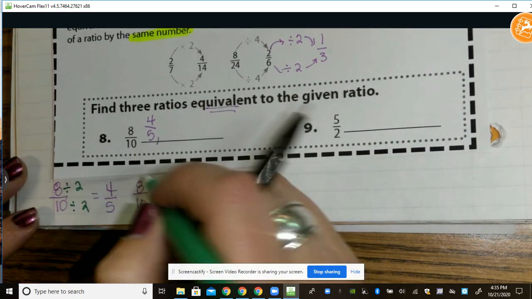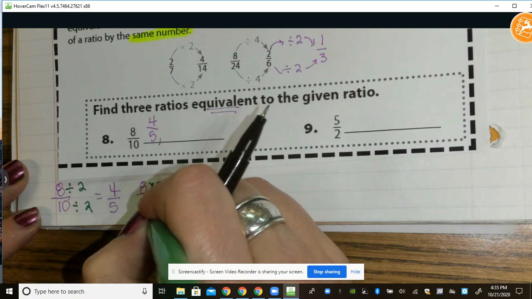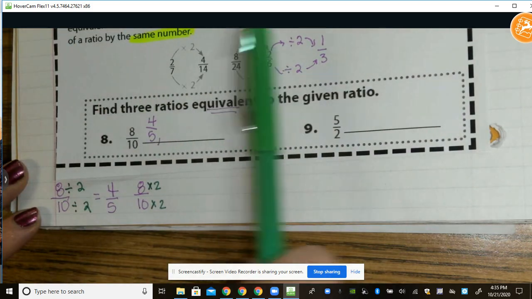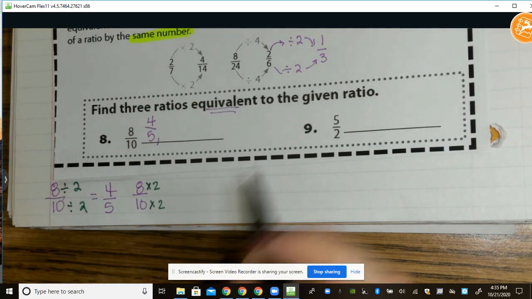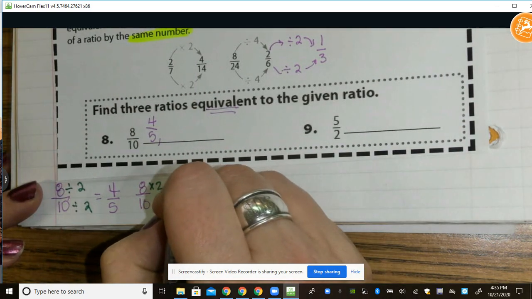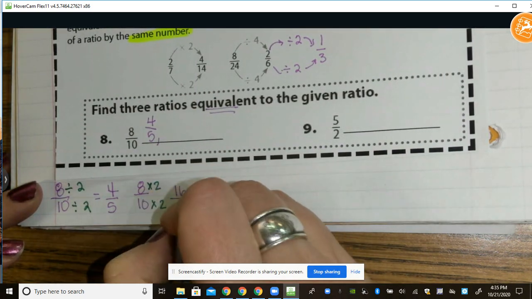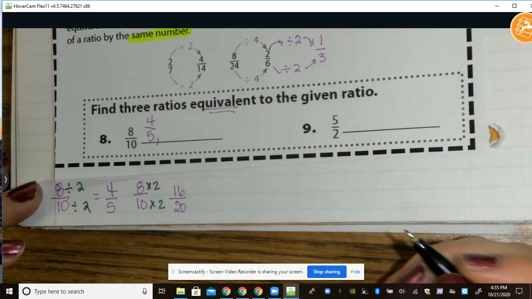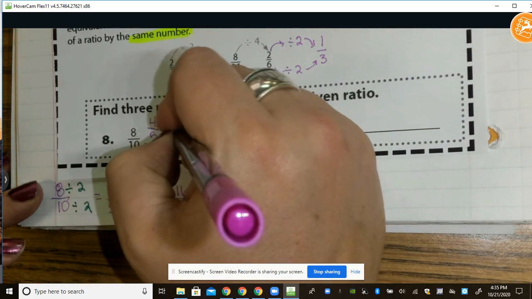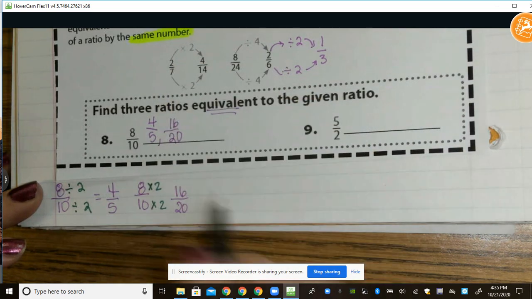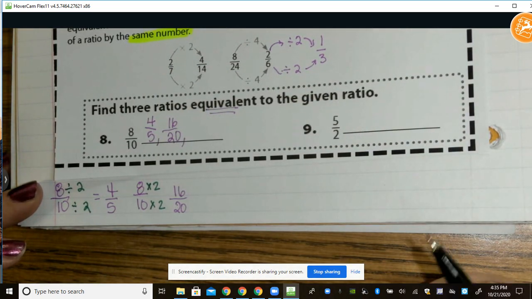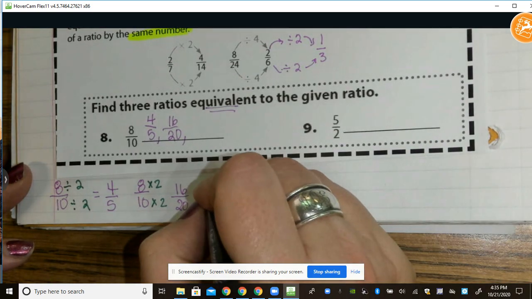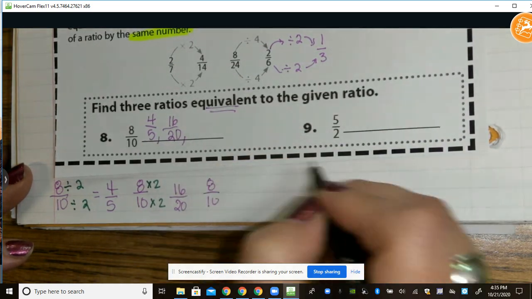I can multiply both of them by 2. You got to remember, multiplying and dividing both numbers, both terms, by the same number. So 8 times 2, that gives me 16. 10 times 2 gives me 20. So that would be 16/20. That's equivalent to 8/10.